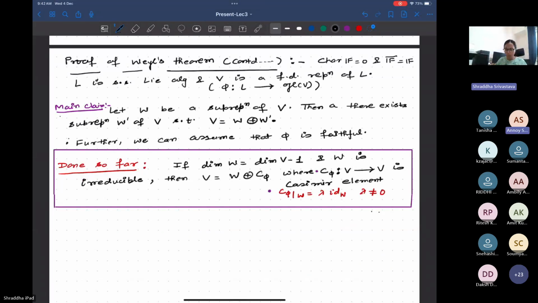Ma'am, is SL2C the only simple Lie algebra of dimension 3 or something? Yeah, it's going to be the case. Okay.